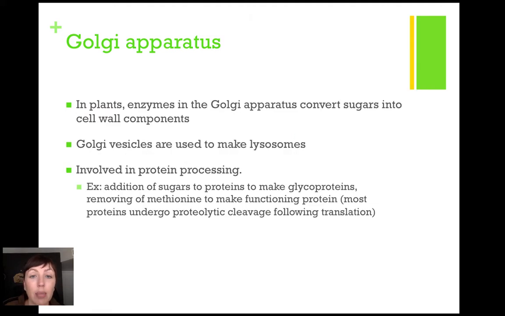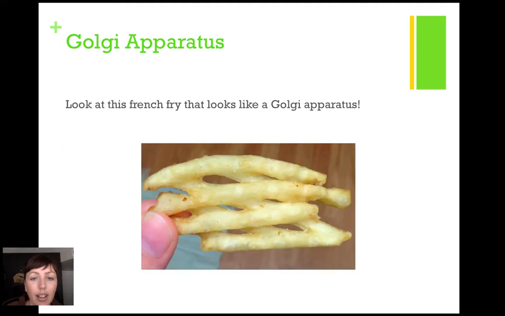In plants, enzymes in the Golgi apparatus convert sugars into cell wall components. Golgi vesicles are used to make lysosomes, and it's involved in protein processing. An example of that is the addition of sugars to proteins to make glycoproteins, etc. So, protein processing. And this French fry, you'll never look at Chick-fil-A French fries the same again, looks just like a Golgi apparatus.